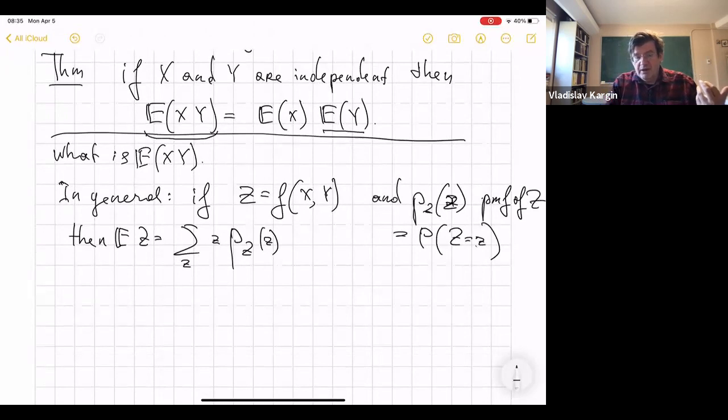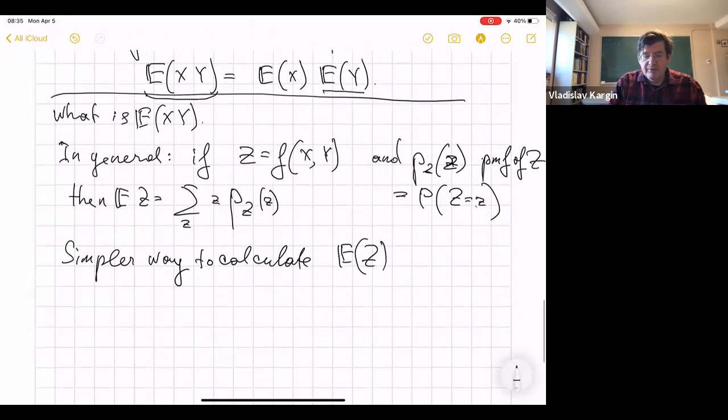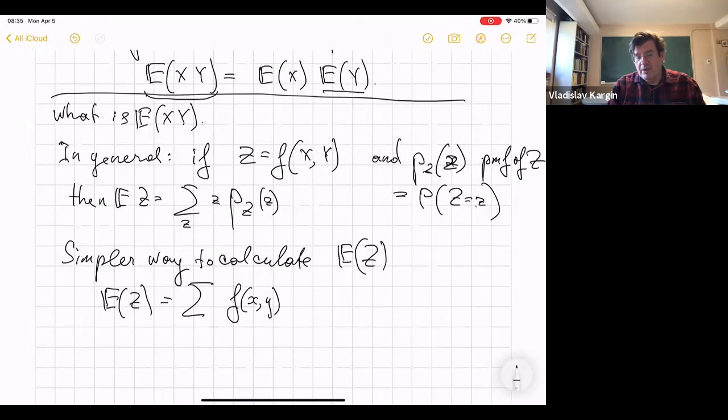So, a simpler way to calculate E of z. We write it this way. We say that E of z is actually equal to the sum of f of x small, y small, multiplied by the joint PMF, p x y of x small, y small, summed over all x and y.